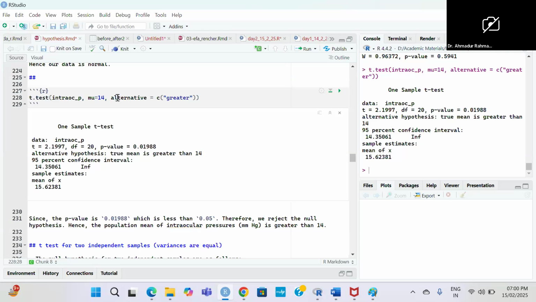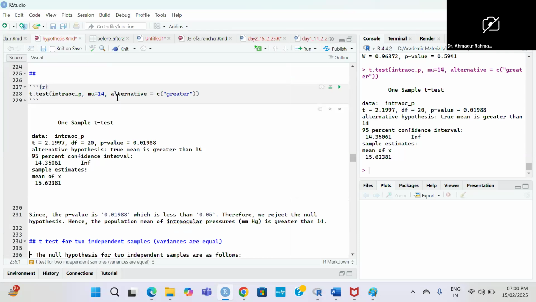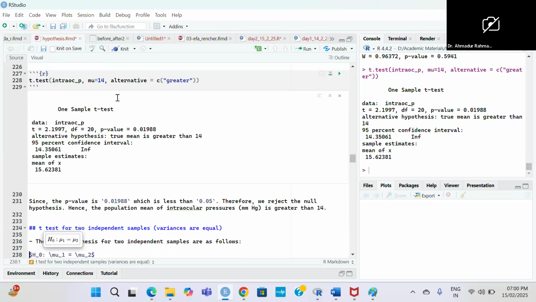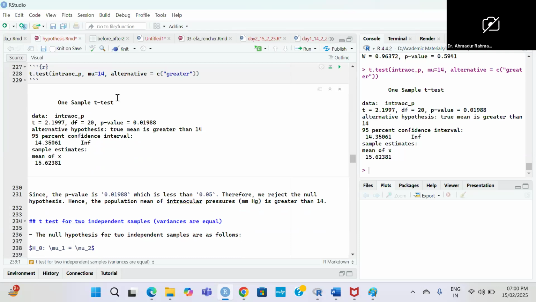So this was all about the one sample test. I've discussed two examples. If you have any problem, then please note it down and ask me later. Then we will discuss two independent samples. When we have two independent samples, we have two groups. So we have to check two things again. One is the normality of the two vectors, and second, whether the variances of the two groups are equal or not.